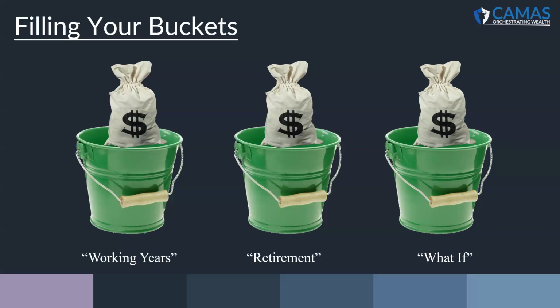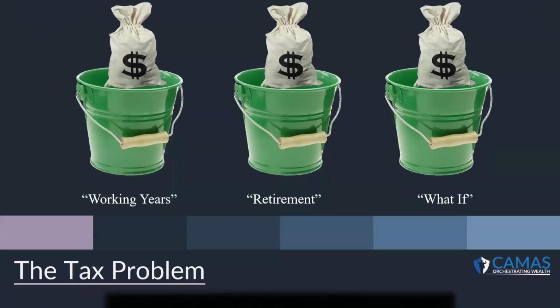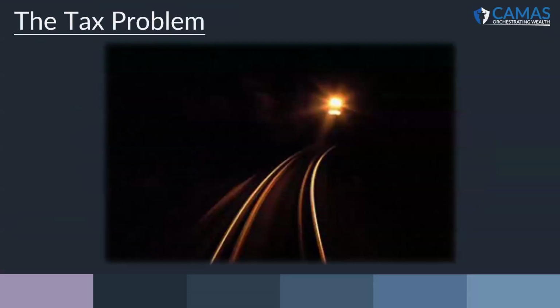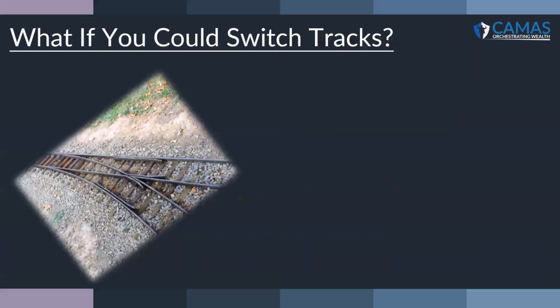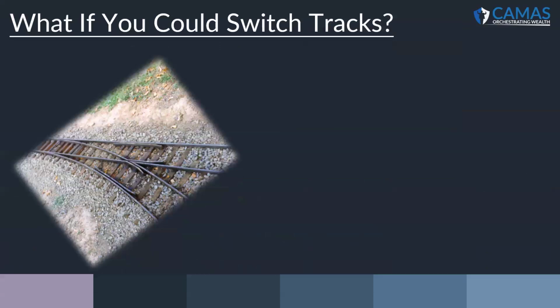Now, when we look at this and a lot of our conversations, a lot of our clients get focused on the return and not the after-tax return, and we have to take that into account to really get the true picture. So if you think about the tax problem, look down the tracks and you see that tax problem coming. It's coming and it's going to create a problem. So as you start looking at the tax problem, what if you could switch the tracks?